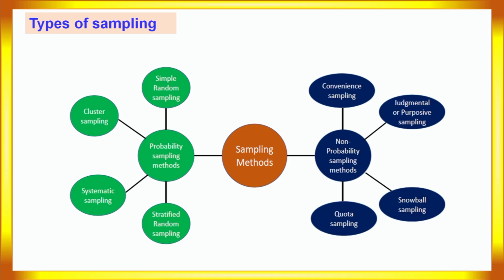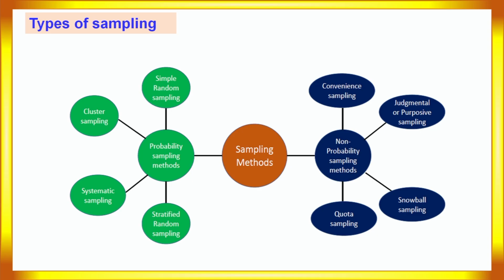So, the common methods which are probability sampling types are simple random sampling, stratified sampling, cluster sampling, and here I put systematic sampling also, but it may be part of probability sampling and it may be part of non-probability sampling. How, we will discuss when I come to systematic sampling.